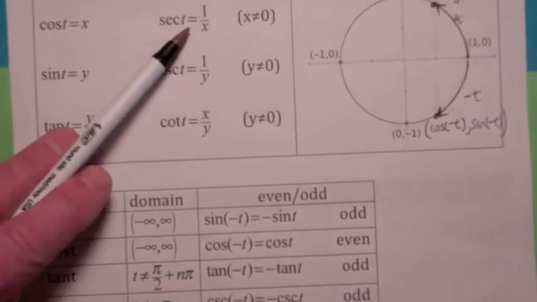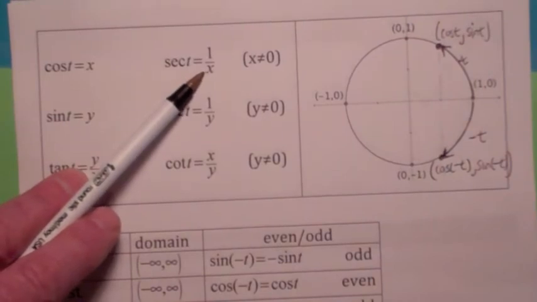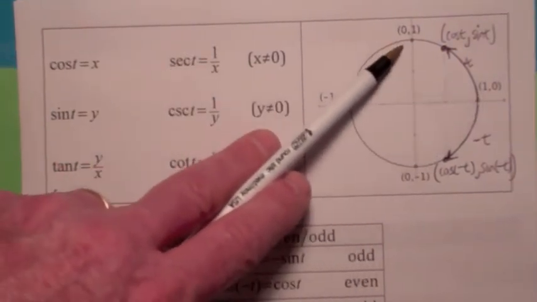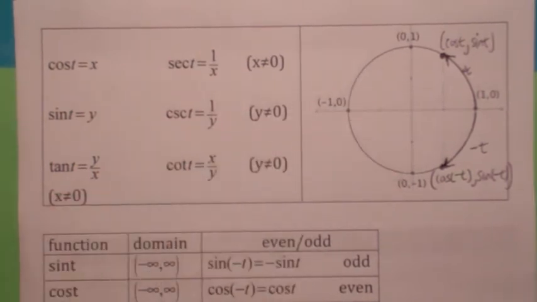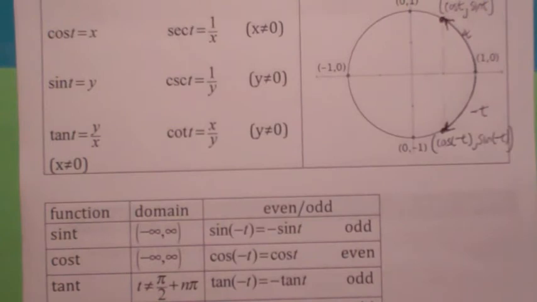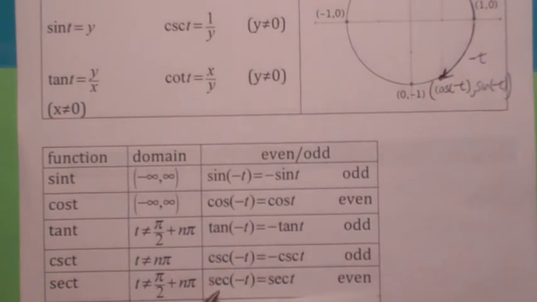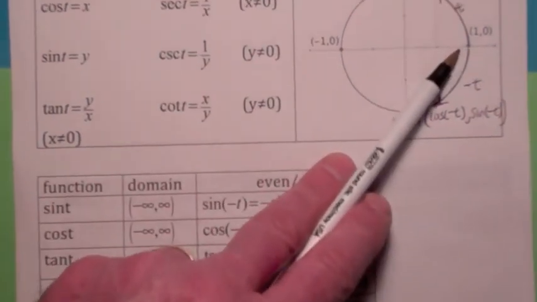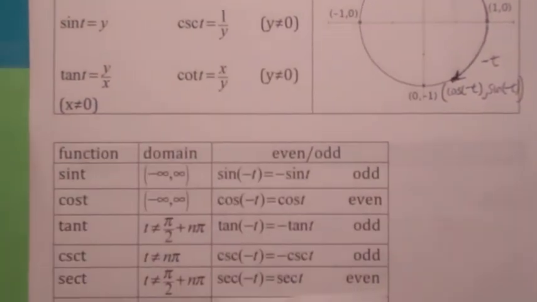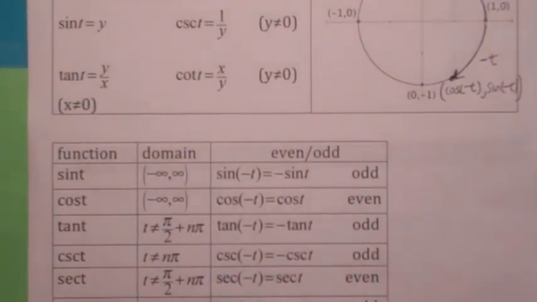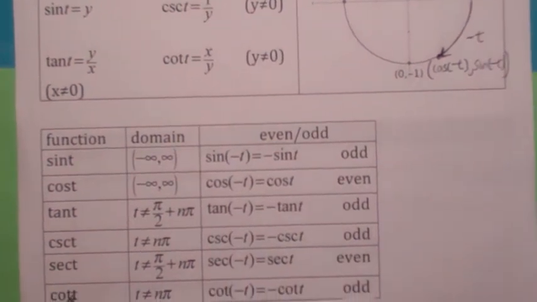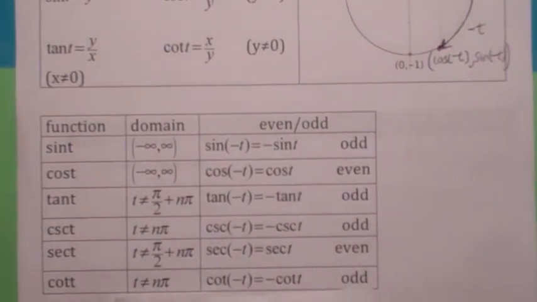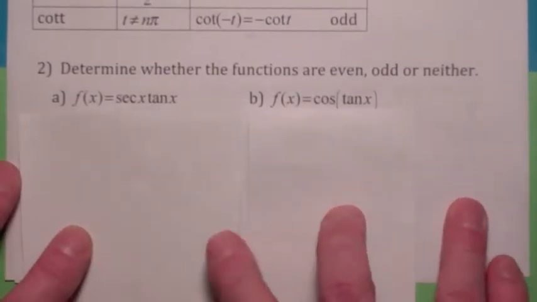Now, how about secant? Secant equals 1 over x. So whenever x is 0, secant is not defined. Again, isn't that when you're on the y-axis? So for the domain of secant, t cannot equal pi over 2 plus n pi. And since it's the reciprocal of the cosine function, we find that the secant function is also even. All right, the cotangent is x over y. Again, whenever y equals 0, that's when you're on the x-axis, so t cannot equal n pi, otherwise the cotangent is not defined. However, the cotangent is the reciprocal of the tangent, which is odd, so the reciprocal of an odd function turns out to be odd.